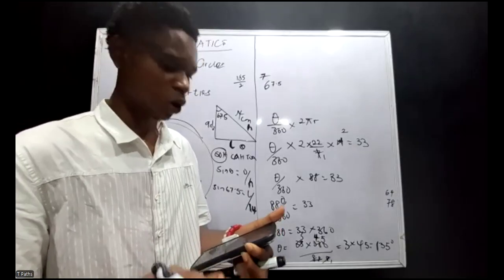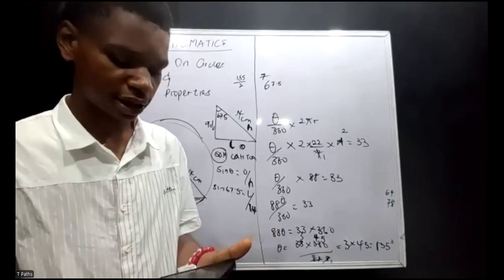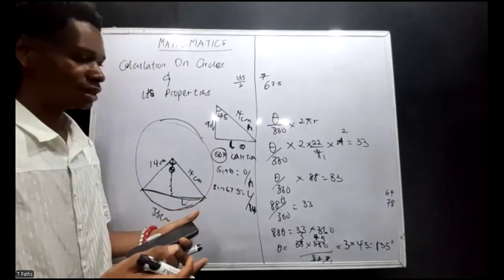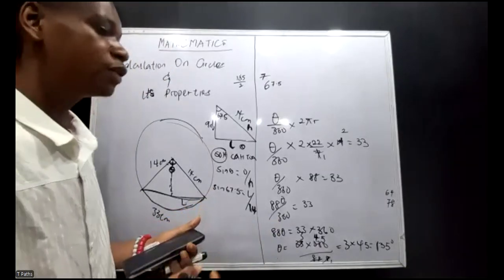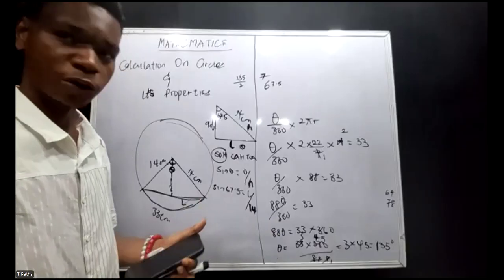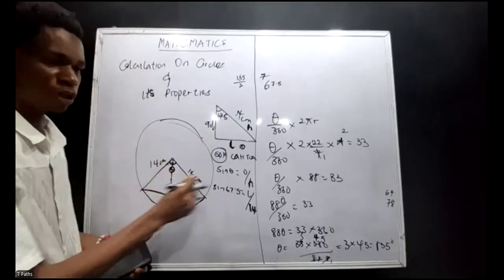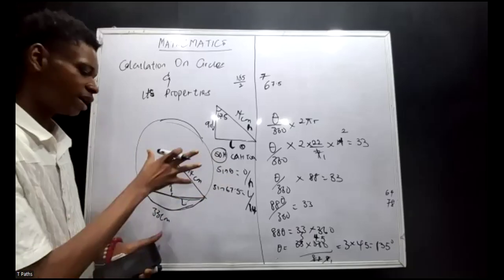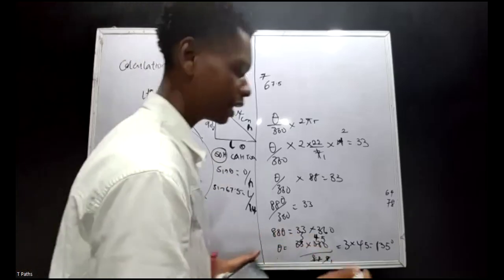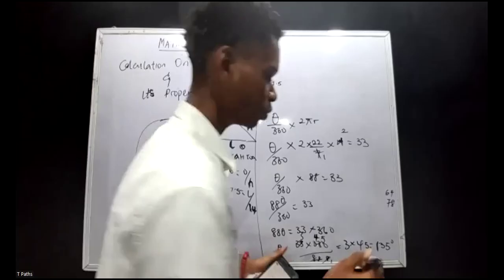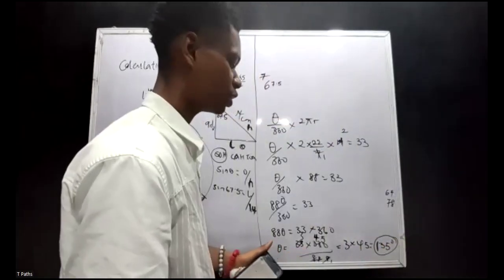If the radius of the circle is 14 centimeter, find the angle it subtends at the center. So that is what I illustrated. Your question is what I illustrated in this diagram. So now we've calculated the first part of the question, which says calculate the angle it subtends at the center.